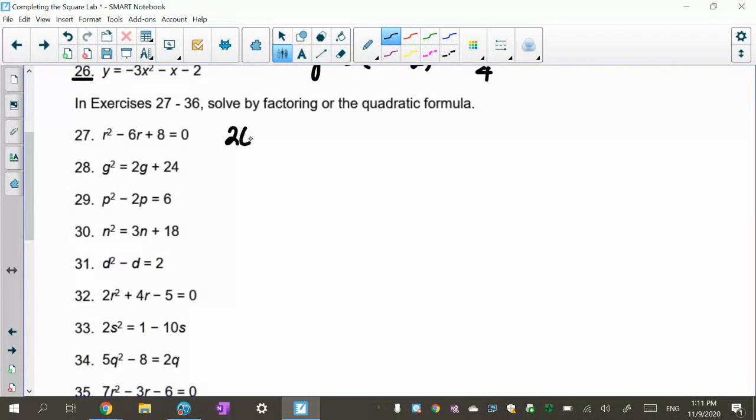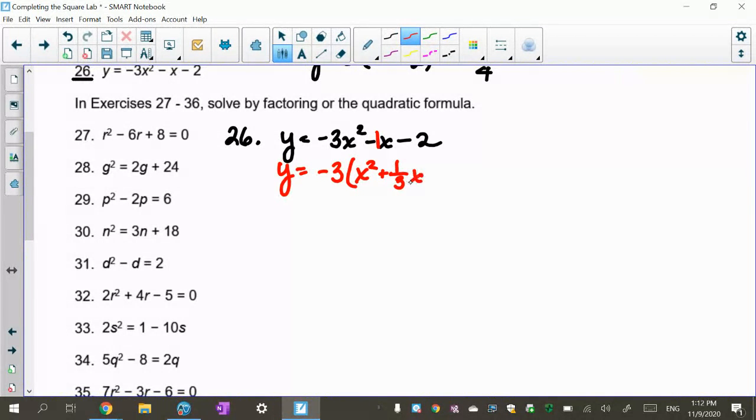I'm going to finish 26 and I'll be right with you, okay? So here's 26. I've got y equals negative 3x squared minus x minus 2. The first thing is you want to factor out the negative 3 when you complete the square. When I do, I have x squared. Now when I take out the negative 3, it's going to switch all your signs. And remember, there's a negative 1 there, so that turns to a positive 1/3 x plus 2/3.